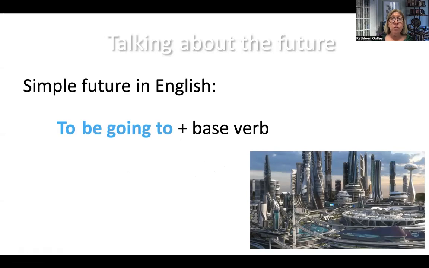I'm going to see my parents this weekend. I'm going to go on vacation next week. I'm going to see the doctor tomorrow. The other way, which is very simple, is just to use the verb will plus the base verb.